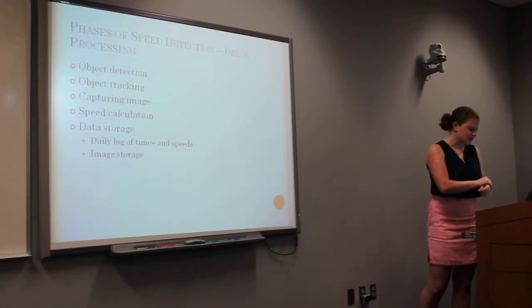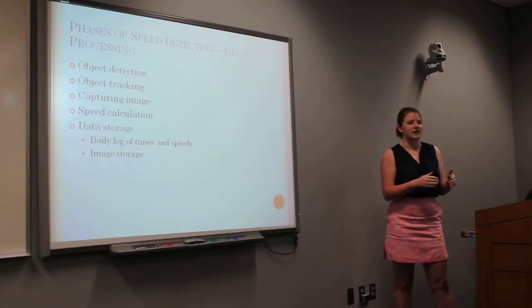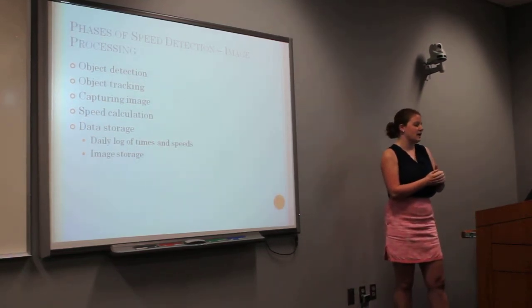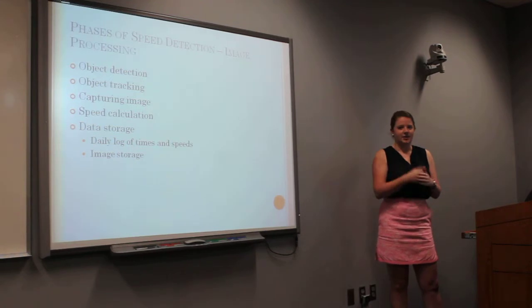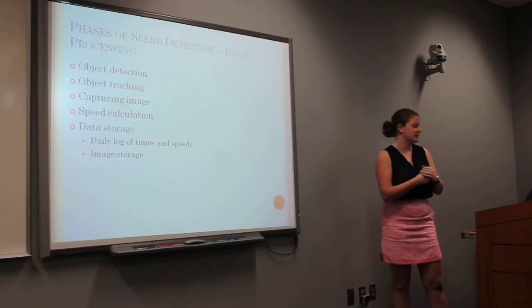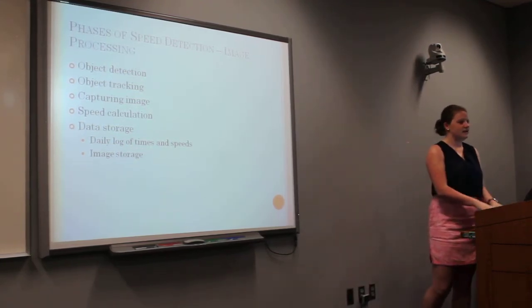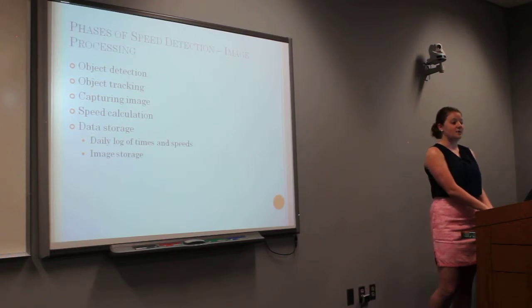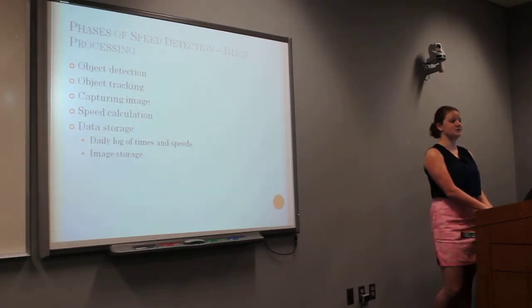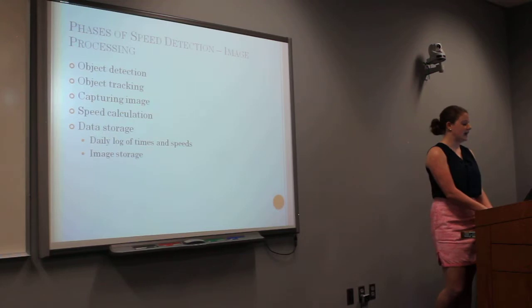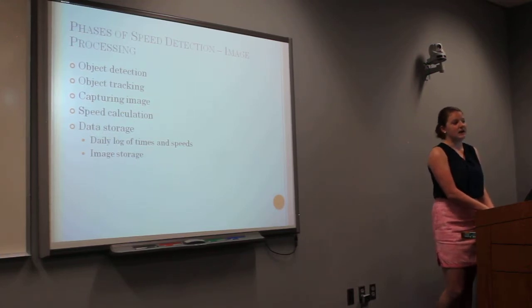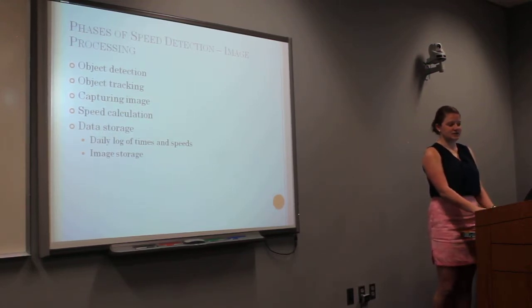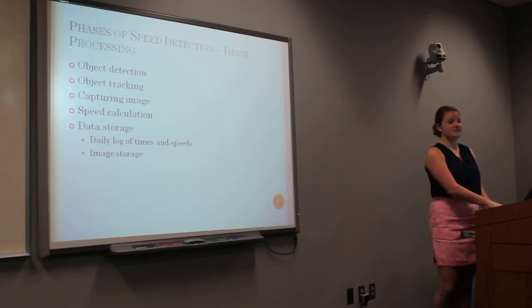So then you capture the image using the camera that you have available. I used the same exact camera that Carl and Josh and Kyle used, actually. And then the image gets sent to the Raspberry Pi, which processes it using Python programming, and it will calculate the speed based on the position of the object and the timestamp of which the picture was taken.